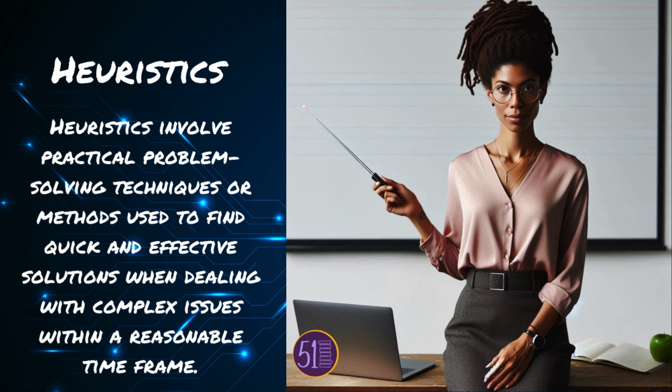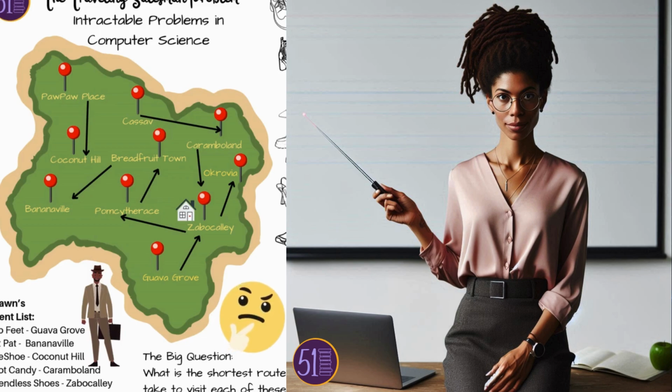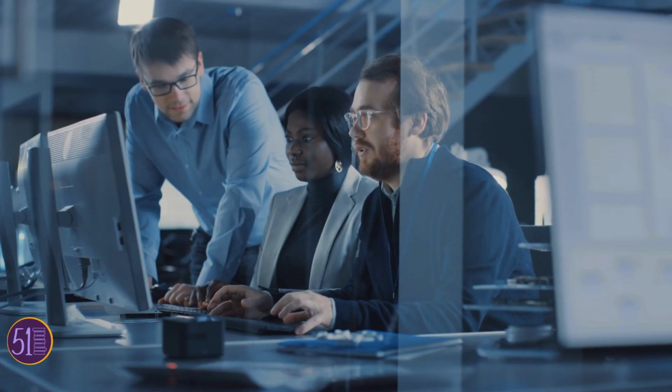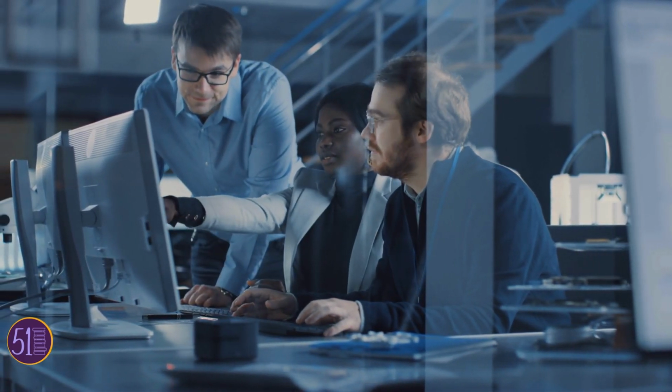A classic example of an intractable problem is the traveling salesman problem, TSP. Imagine a salesman tasked with visiting a list of dispersed locations, each only once, and returning to the starting point while minimizing travel distance. Seems simple, right? But, as computer scientists have discovered, finding the most efficient route for the salesman to take is anything but easy.